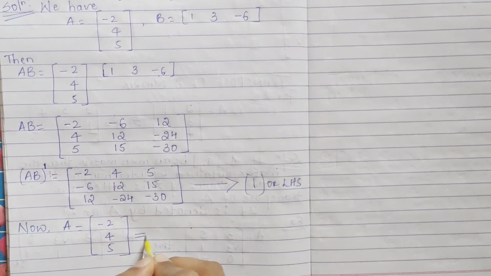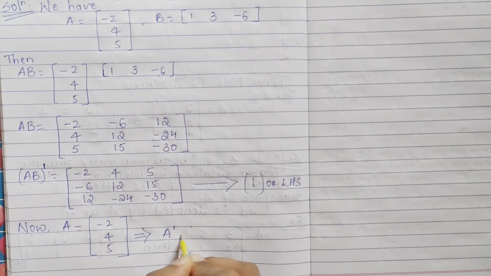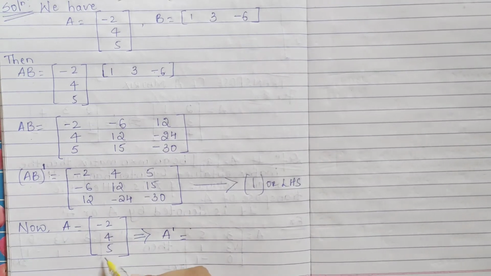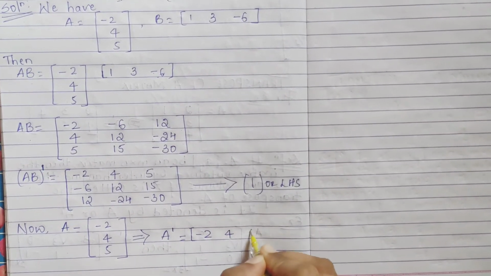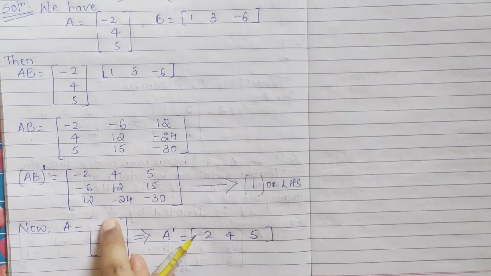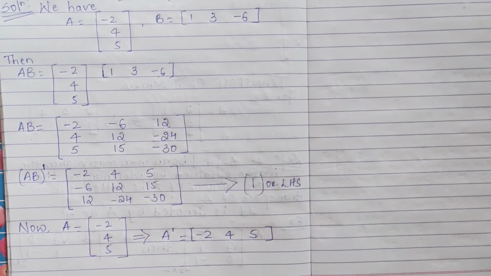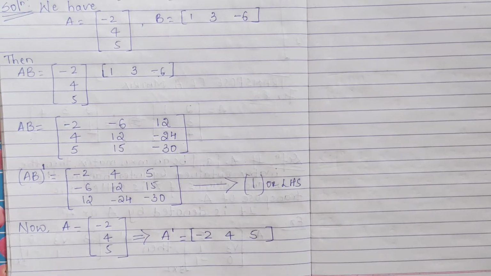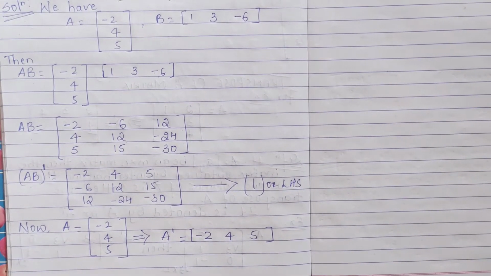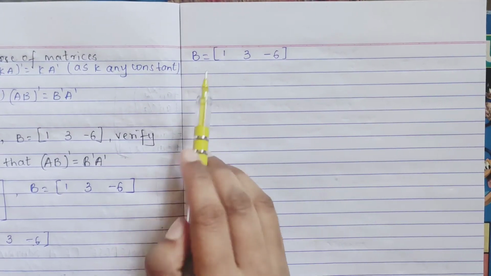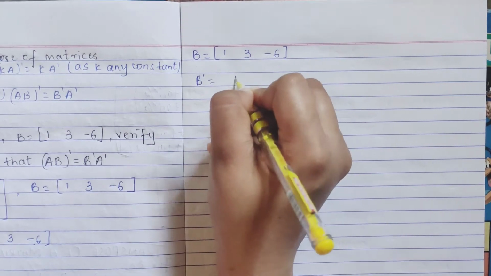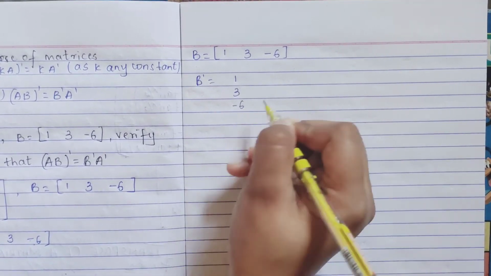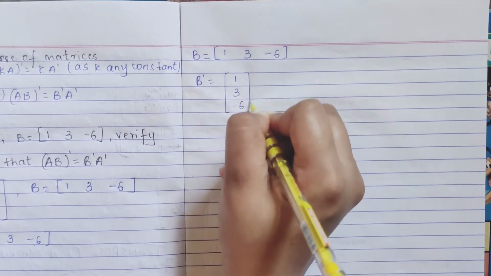So here you'll write A transpose. How will you write it? See, it is one column, so you should write it in a row. Simple: -2, 4, 5. Column changes to row. Now, in a similar way, find it for B. What is B? 1, 3, -6. So your B transpose will change to a column, right? 1, 3, -6, written in a column.